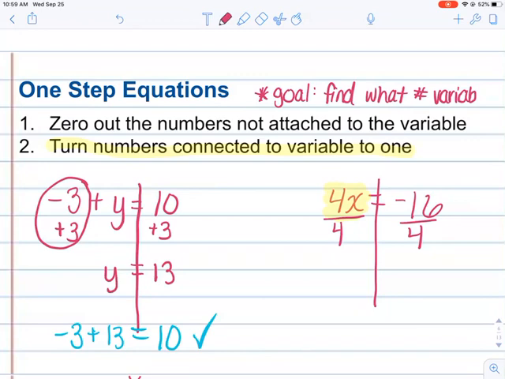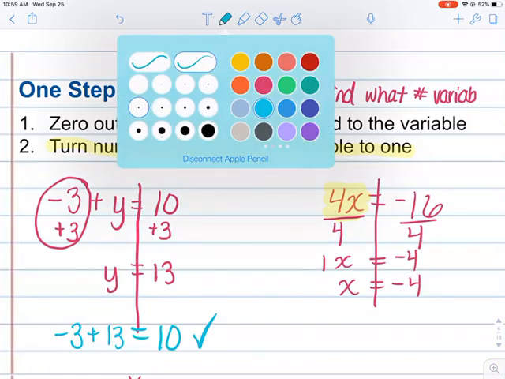So 4 divided by 4 would be 1. x equals, and then -16 divided by 4 is -4. We can write this 1x as just x, is equal to -4. You probably could look at that, and a lot of you could just stare at that and go, oh yeah, that's got to be -4. 4 times -4 is -16.